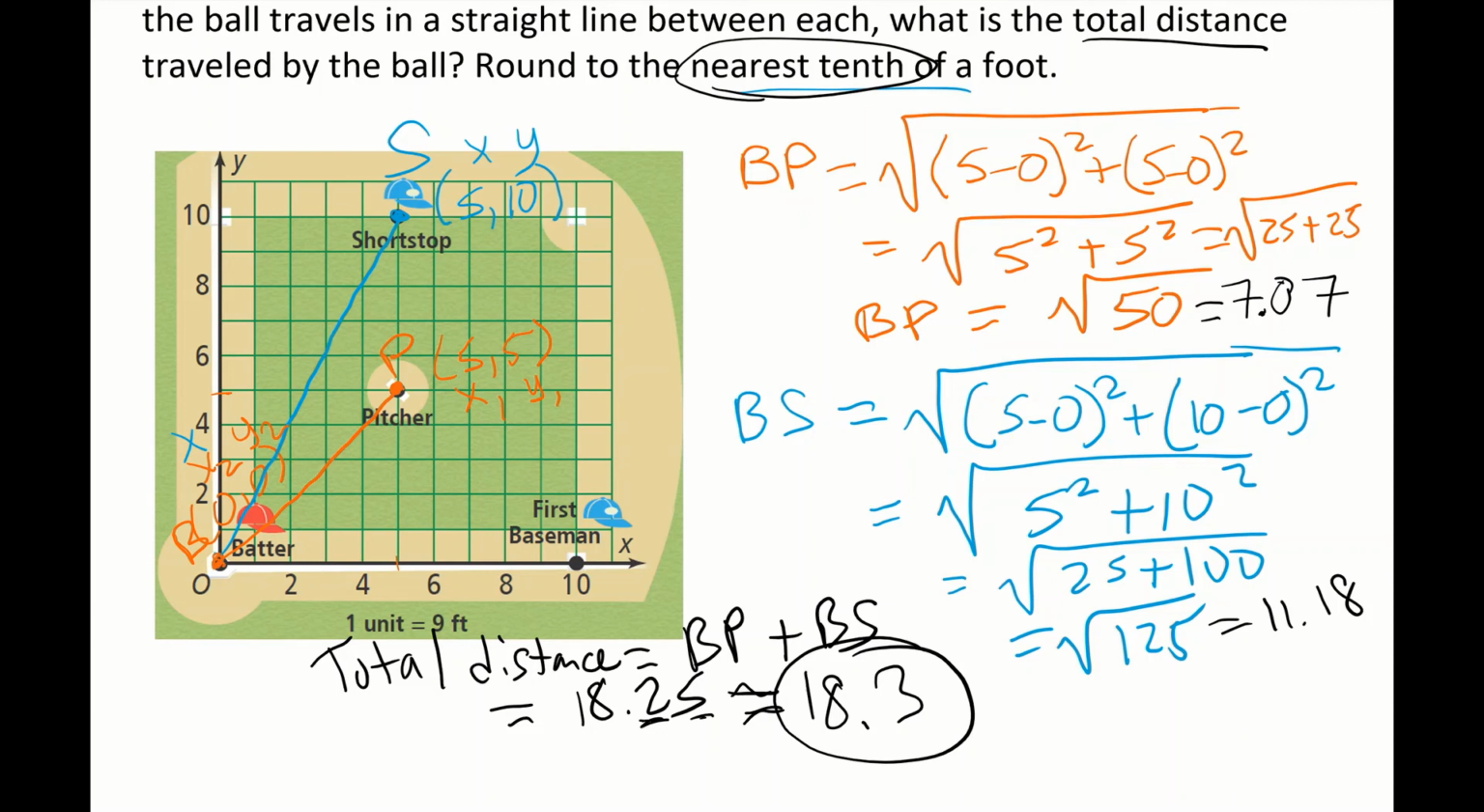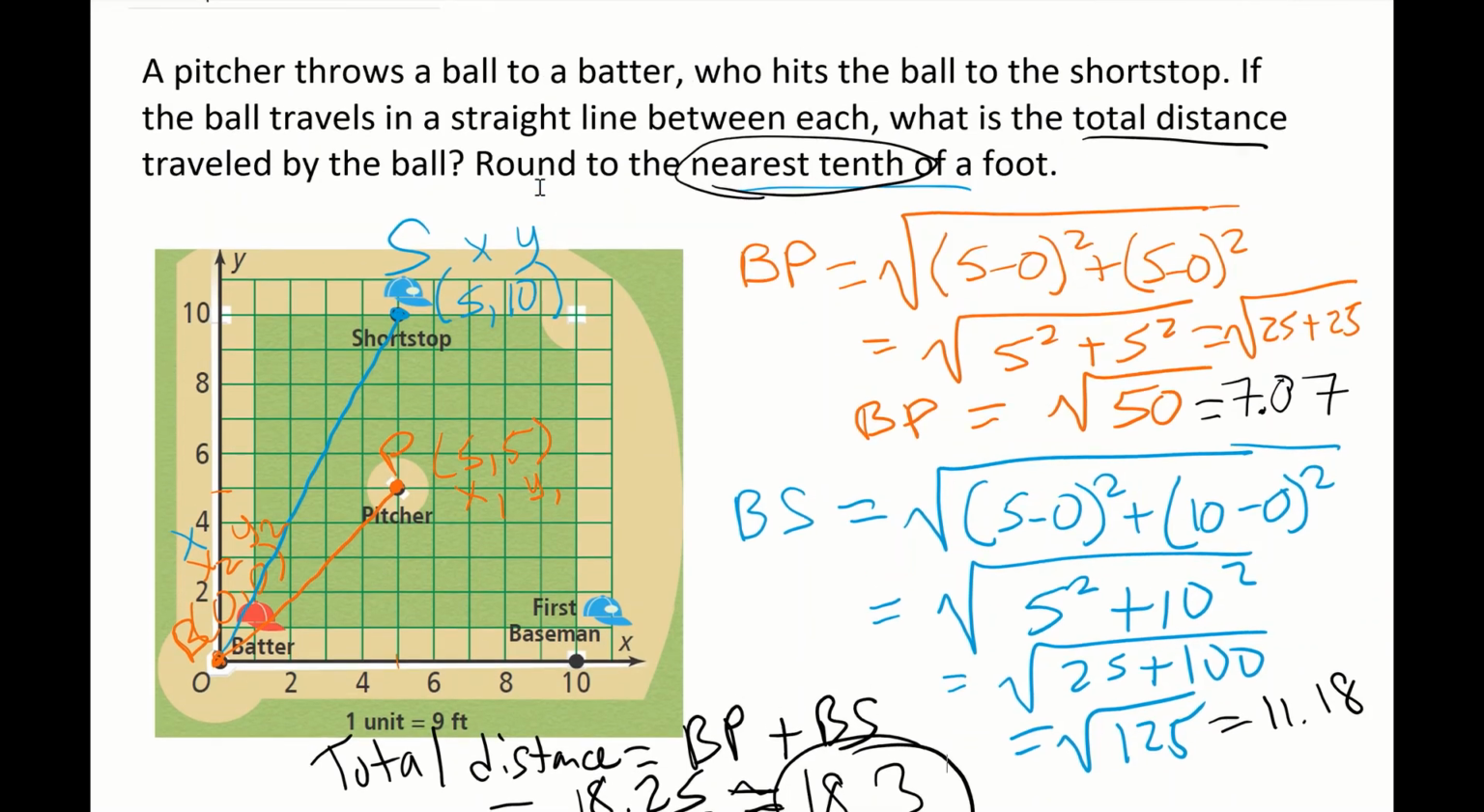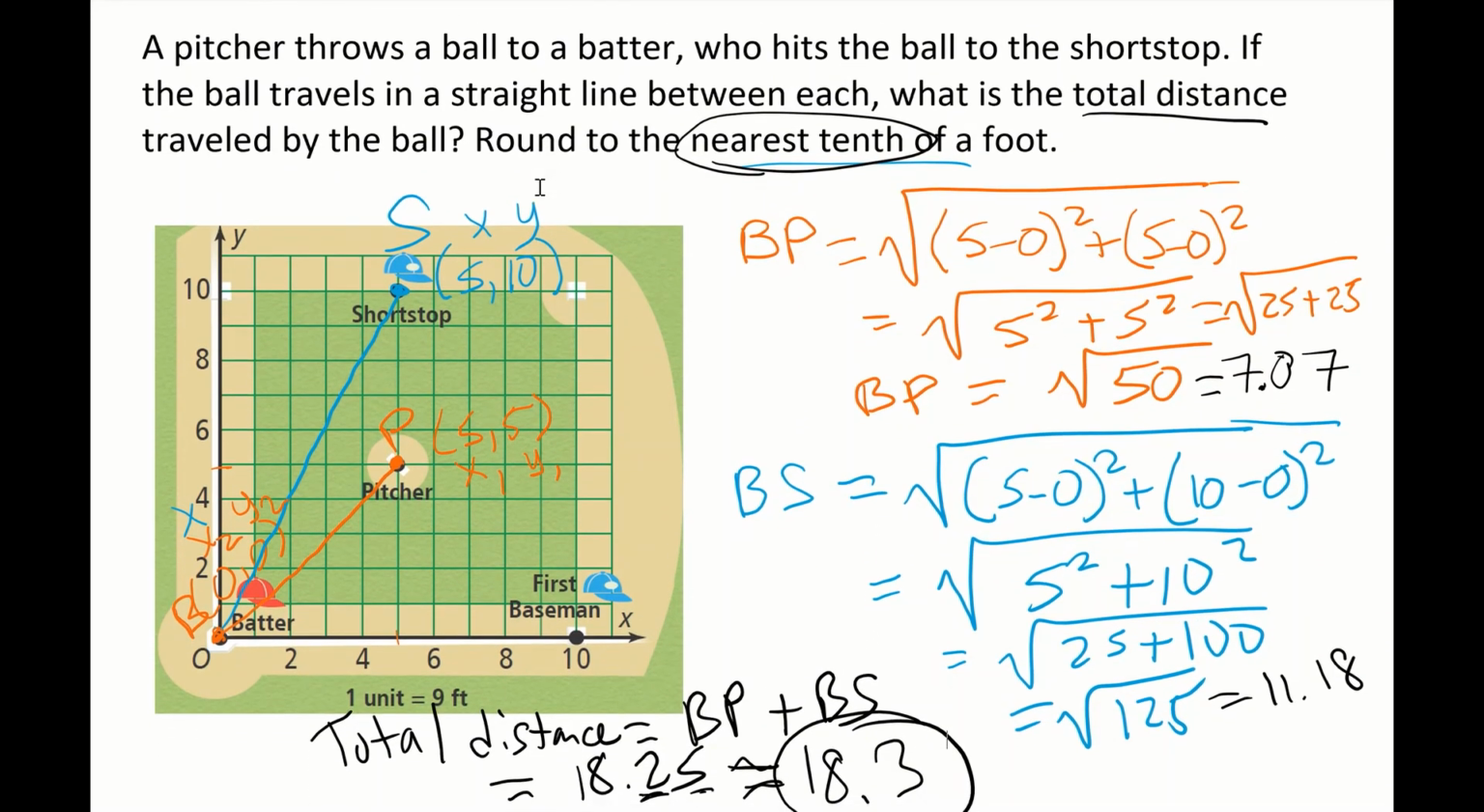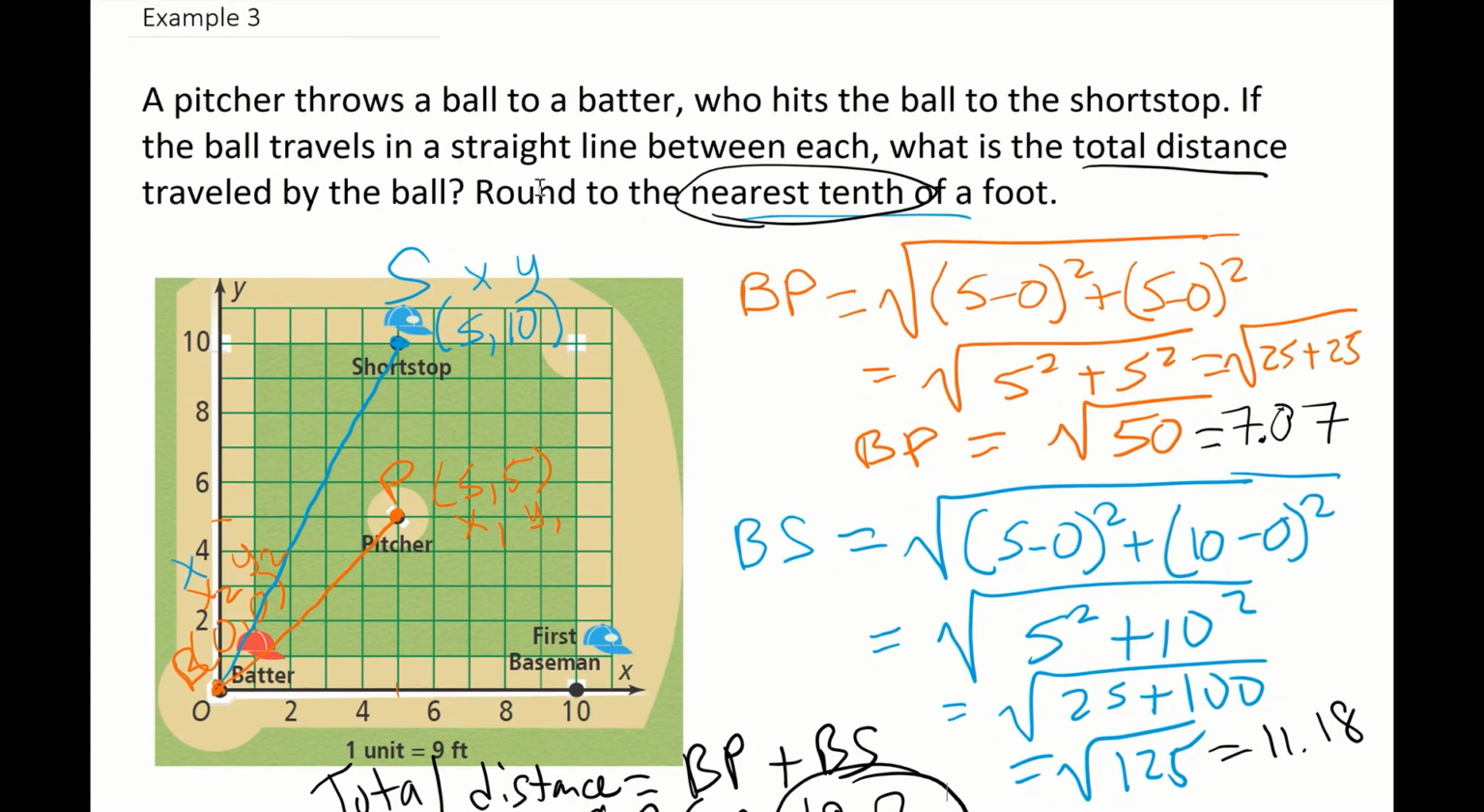All right, and that's a word problem that involves distance. Now, this word problem has two distance formulas, basically. So we applied the distance formula twice to answer this question. And not all problems will be like this. Sometimes you'll just find one distance, right?